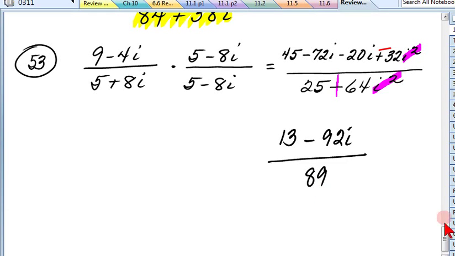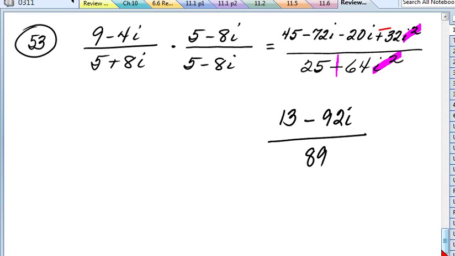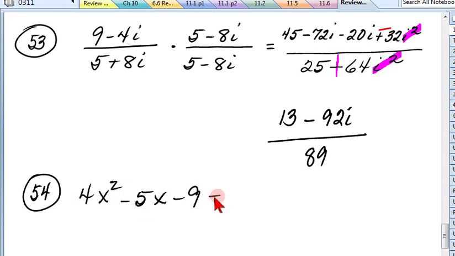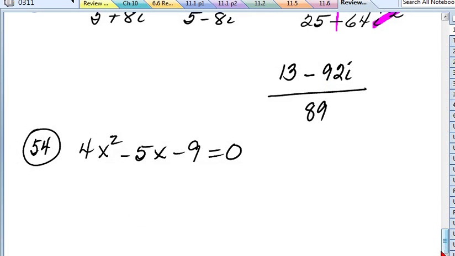The next problems come from our chapter 11 that we didn't have a formal test in this class. Number 54 asked me to solve, but it gives me a technique. It asked me to do it by factoring. So I have 4x squared minus 5x minus 9 equals 0. So this problem came from chapter 6, actually 6.6. Is there a common factor? No. So I'll go with my trial and error.